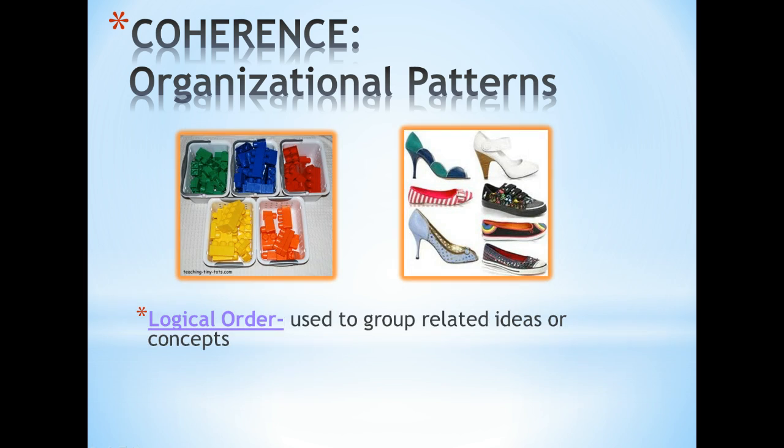Logical order is when you group like things or things that are related together. So you see the Legos on the left are sorted by color. The shoes on the right, you could sort your shoes in your closet by type. Similarly, you can do this in your essay. Logical order is used for persuasion and also for expository. Expository is an essay that explains something or perhaps analyzes something.